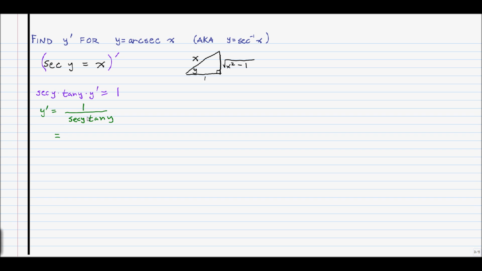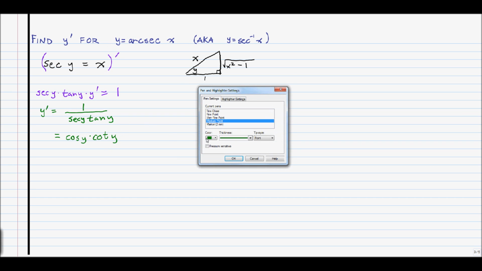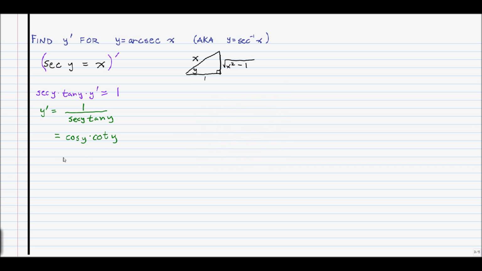So just like last time, I'm going to go ahead and rewrite this guy. I'm going to rewrite it as cosine of y, because 1 over secant is cosine, times cotangent y, because 1 over tangent is cotangent. And then I'm going to go up to my triangle and pull out all that information. I'm going to get 1 for each guy. So looking at this, first the cosine of y. Cosine of y is 1 over x.